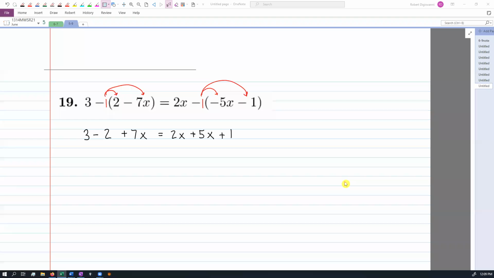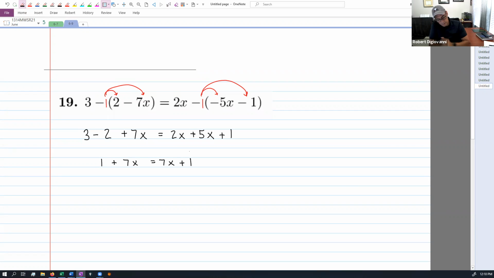Okay, so after that, now what? I combined like terms, so I got 1 plus 7x equals 7x plus 1. Uh-oh. Okay. Interesting. All right. What did you do after that? I subtracted the ones from both sides.